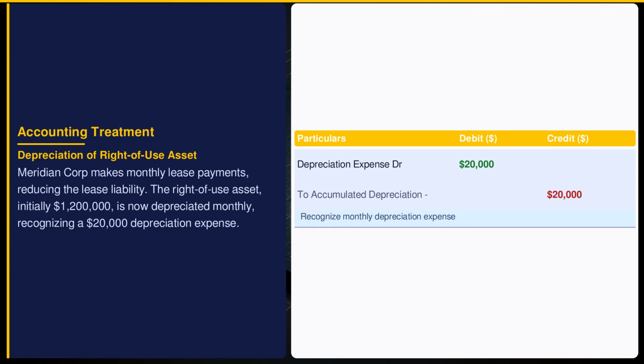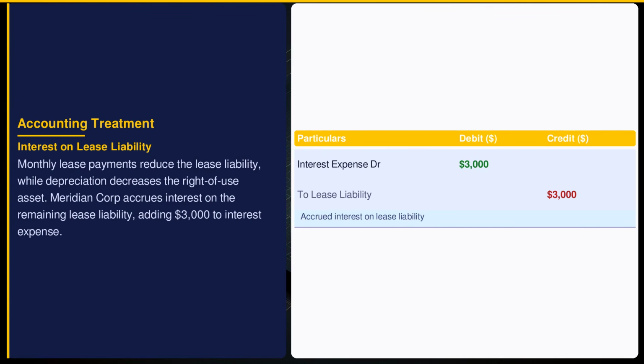Depreciating the right-of-use asset aligns with its usage over time. Meridian Corporation's $20,000 monthly depreciation ensures the asset's value decreases systematically, impacting the income statement through the depreciation expense. This reflects the asset's consumption and maintains compliance with International Financial Reporting Standards, highlighting how the asset contributes to operations over its useful life.